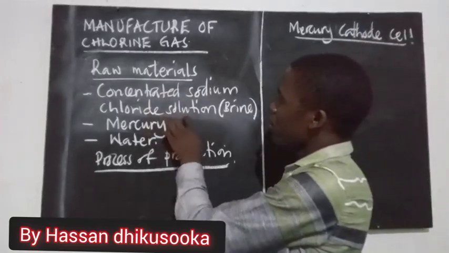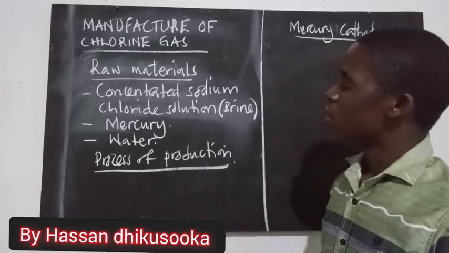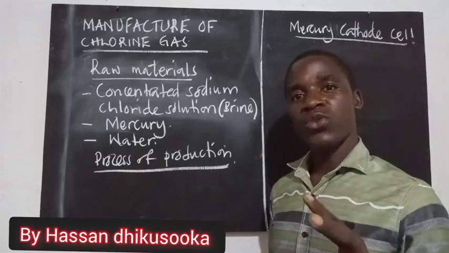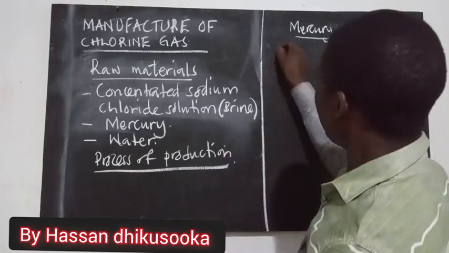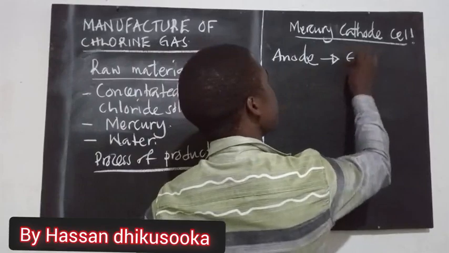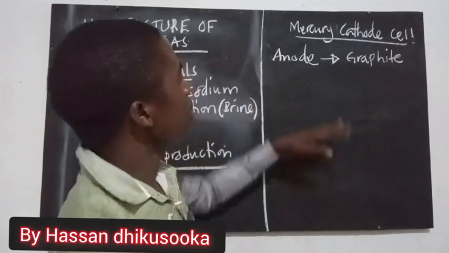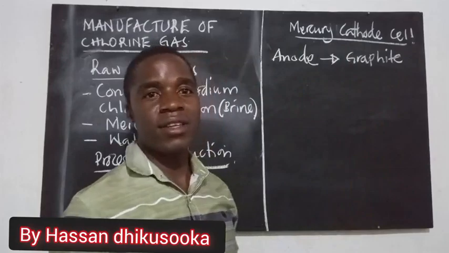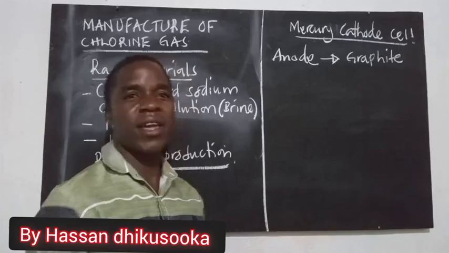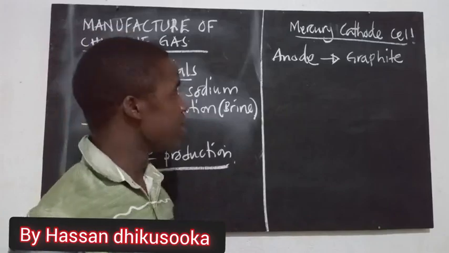Now, in electrolysis, of course, this is the vessel we shall need. Concentrated sodium chloride solution is going to work as an electrolyte for this purpose. Then the electrodes are supposed to be two, the anode and the cathode. Our anode will be the graphite. So we shall use the graphite anode, and the mercury will act as our cathode. At the end of it all, mercury will further react to form sodium hydroxide, which we don't want to go for right now. We are specifically on chlorine gas.